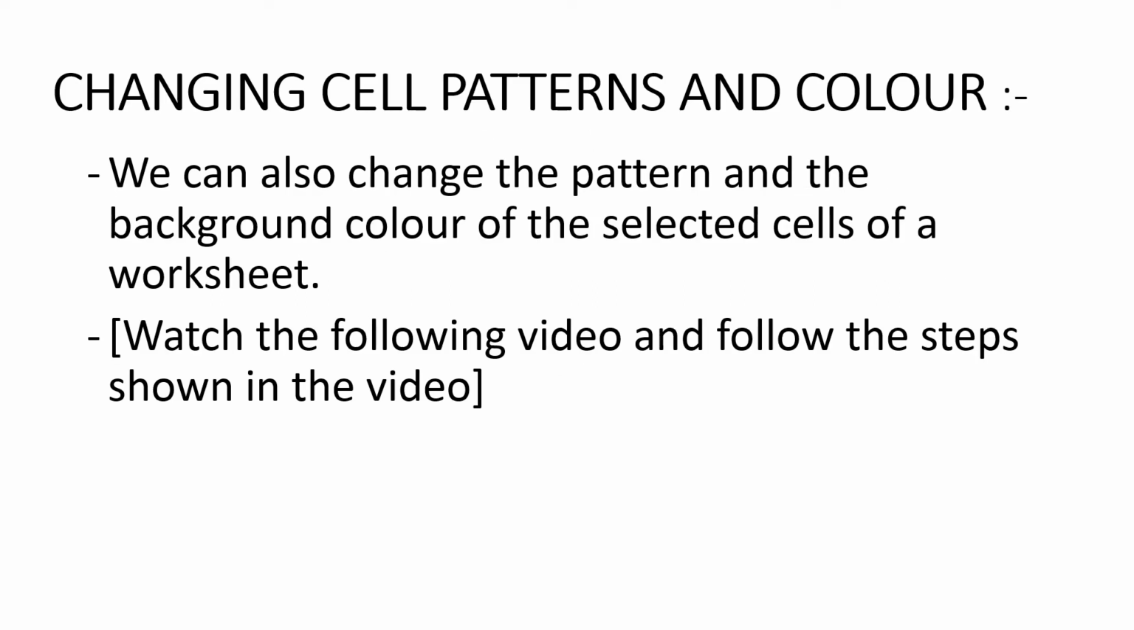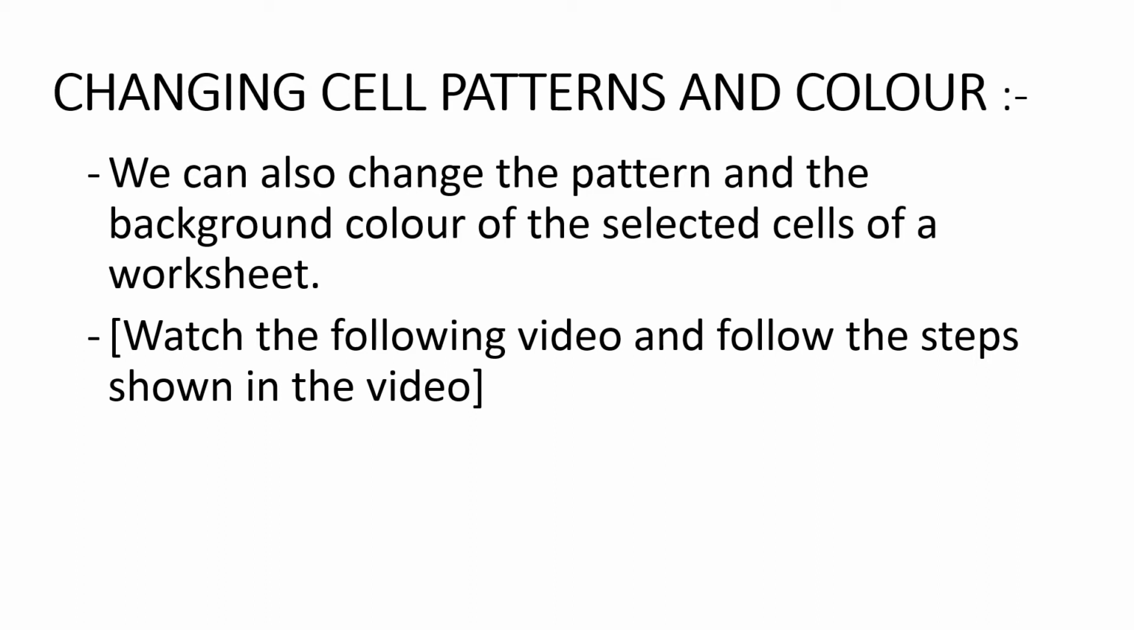Now first we will see how to change cell patterns and color. We can also change the pattern and background color of selected cells of the worksheet. Within the worksheet, suppose we want a particular set of cells to have a different pattern or different background color, we can make those changes in MS Excel. Now watch the following video to know these steps and follow them as shown in the video to change the cell patterns and color.